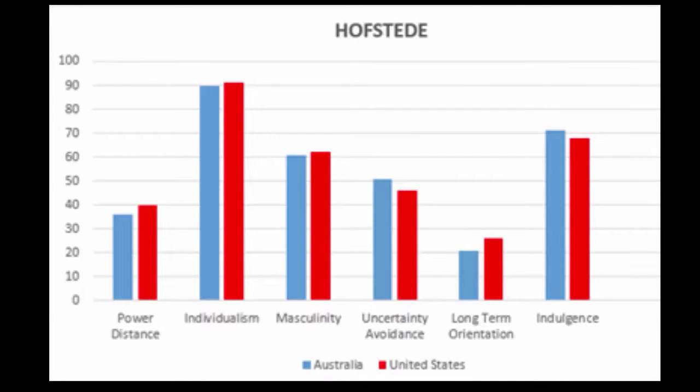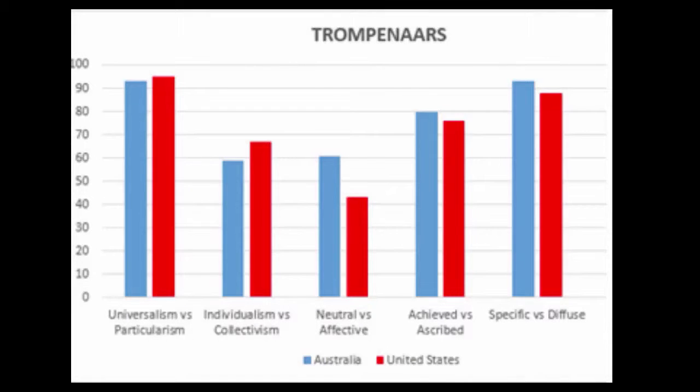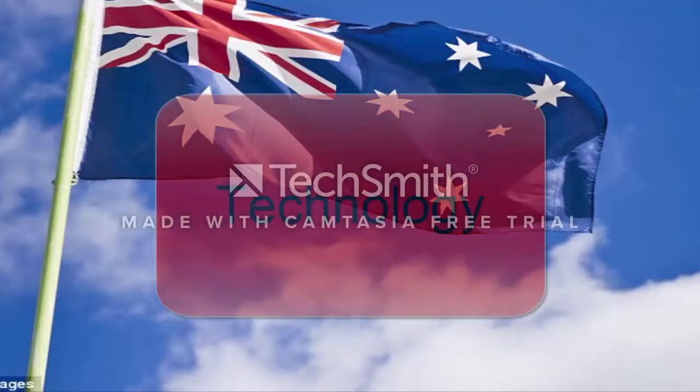Hofstede measures for Australia are relatively the same as in the United States. When operating business in Australia, one can expect it to be very similar to operating business in the United States. The Trompenaars measures for Australia are also very similar to the United States, with the exception of neutral versus affective. Australia has a slightly higher score in this area than the United States, meaning you can expect more expressiveness and gesturing when doing business transactions with Australia.